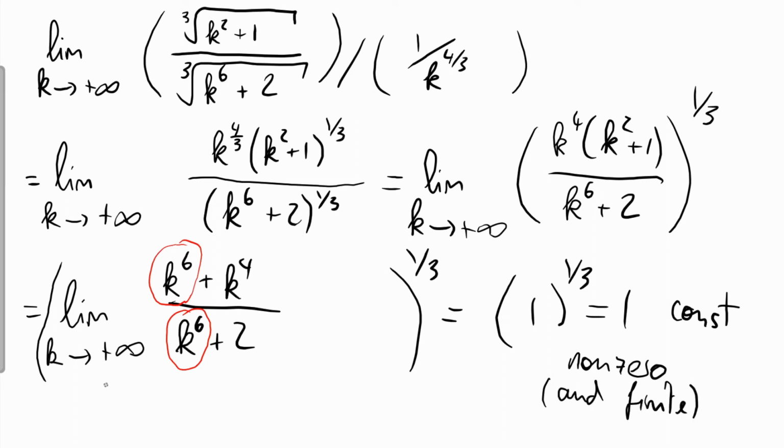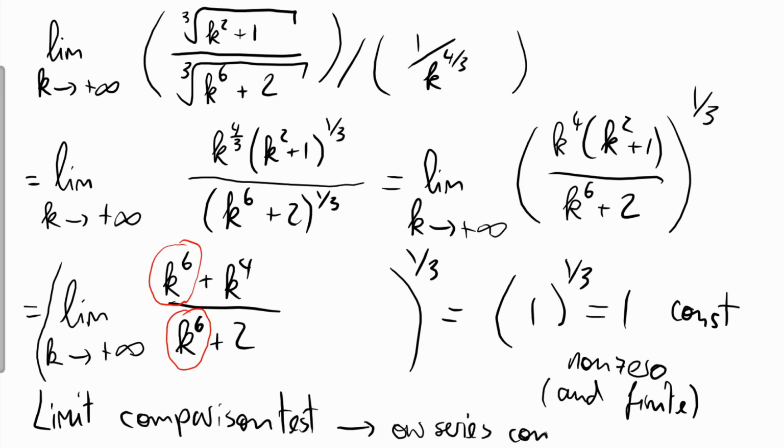So by the limit comparison test, our series converges, because we saw that this test series, 1 over k to the 4/3, was a p-series that converged. So there we've seen an example where we used the limit comparison test in order to see that the series converges. In our next video, we're going to see a little bit of a more delicate use case of this limit comparison test.